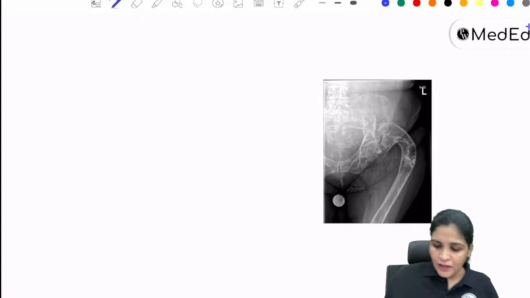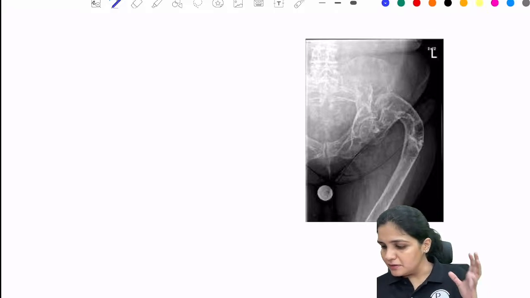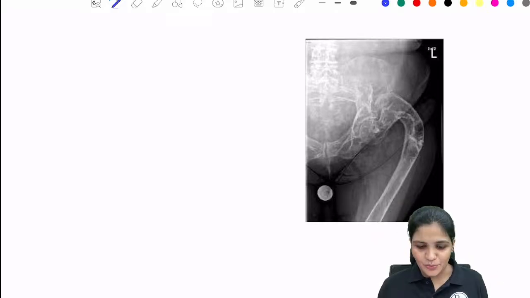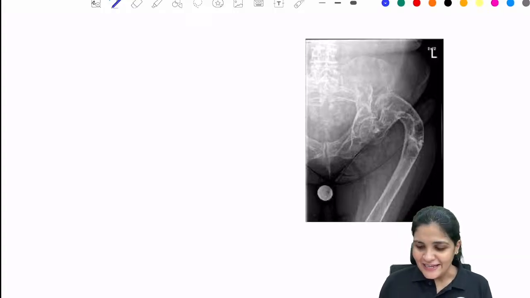So the first image, yes, I think this is one of the favorite images for the students, and they would just jump in the exam if they could see this and identify it. Yes, what is this image?